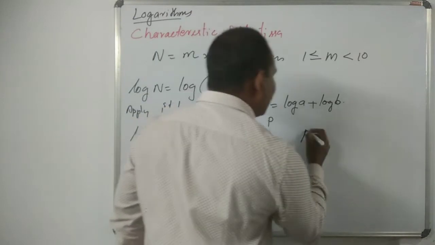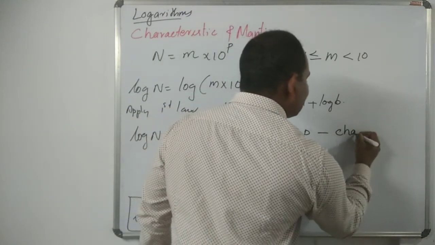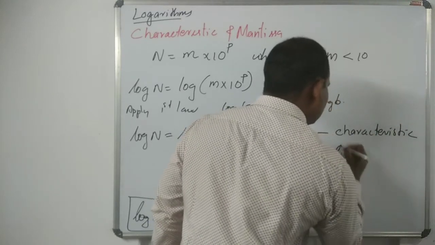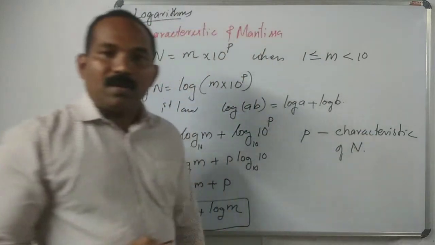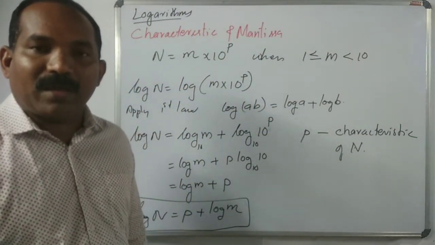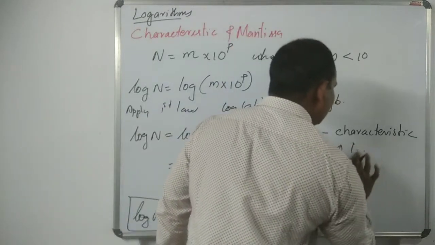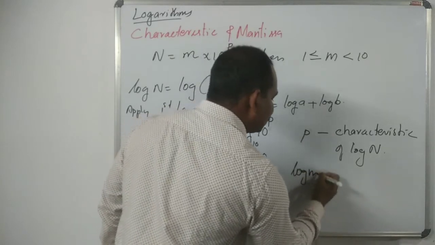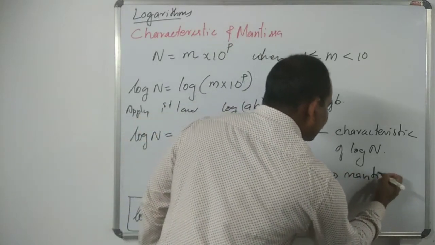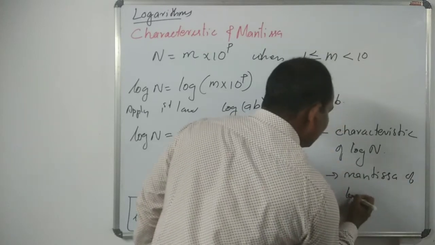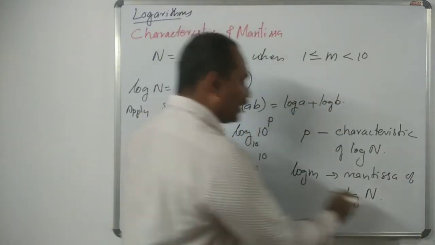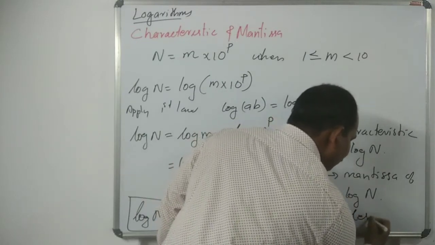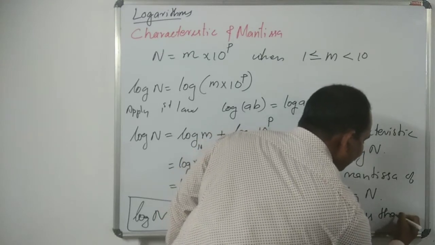And p is known as the characteristic of log N. And log m is known as the mantissa of log N. And it is a decimal which is less than 1. That's very important.